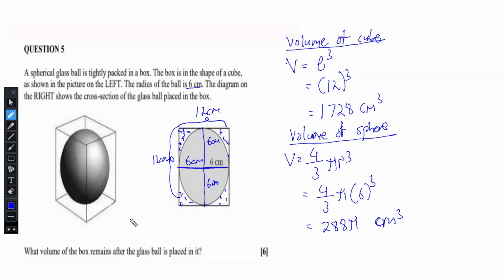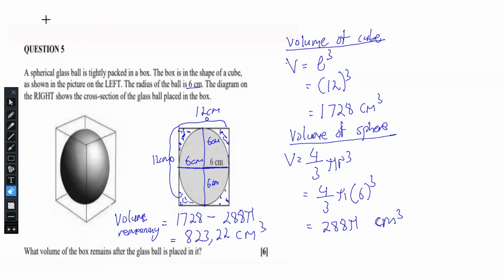Then if we want to calculate the volume remaining, we do understand that it will be the volume of the cube, which is 1,728, minus the volume of the sphere, which is 288 pi. Now at this point, I can subtract that and press S to D, and then it will give me 823.22 centimeters cubed. So this would be the volume remaining, the volume of the unshaded part here. Okay, and that's it for this question. Let's proceed to the next one.